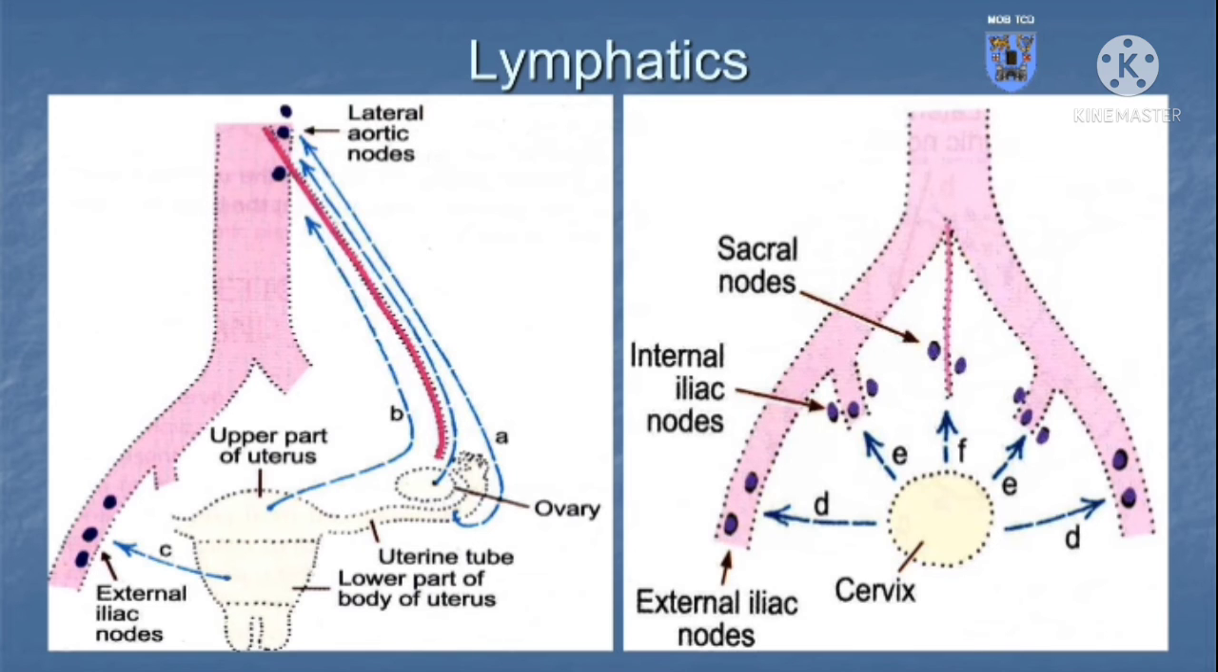Coming to the lymphatics of the uterus, the upper part of the uterus, that is the fundus and the upper part of the body, drains to the lateral aortic group of lymph nodes. The lower part of the body drains into the external iliac group of lymph nodes. The cervix drains into the sacral and the internal iliac group of lymph nodes.